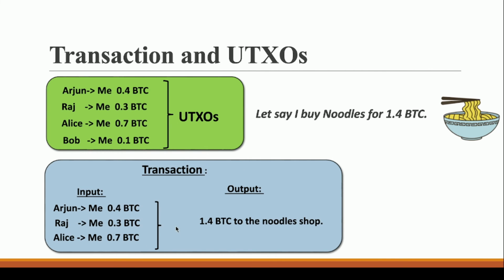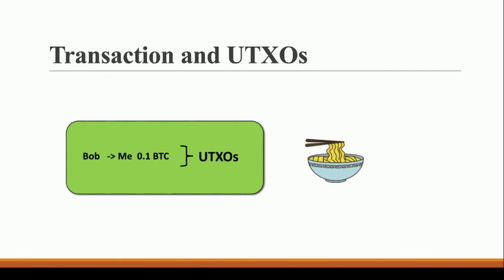Now this will be transferred to our noodle shop only, right? Because we will not be having any remaining amount of UTXO in this case, because there is no change. So this output will become the UTXO for our noodle shop. This is how it will work when we are adding all sources. But we will still see some more examples in our upcoming videos.